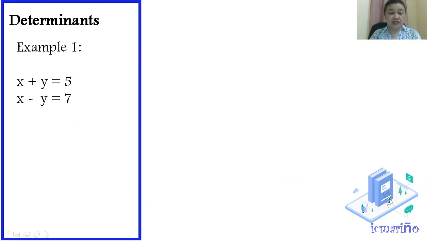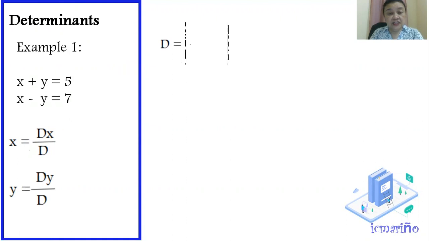So in determinants, we are going to use this formula to compute for x, which is the determinant of x over D, or determinant of x over the determinant, and y equals the determinant of y divided by D, or determinant of y divided by the determinant. Now, paano natin isosolve yung D, yung determinant of x, yung determinant of y? Okay, let's have D first.